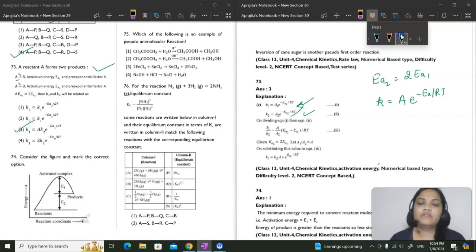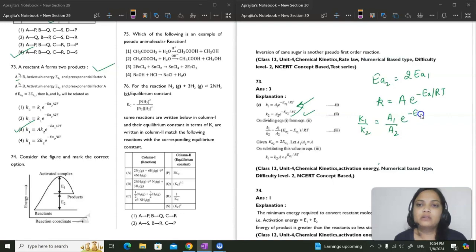Now students, we need to divide these two values. Let's say K1 upon K2 will be equal to A1 upon A2 times e to the power minus EA1 upon RT upon e to the power minus EA2 upon RT. Taking it in the numerator, it becomes A1 upon A2, e raised to the power minus EA1 plus EA2 upon RT. Now instead of EA2, write 2EA1.